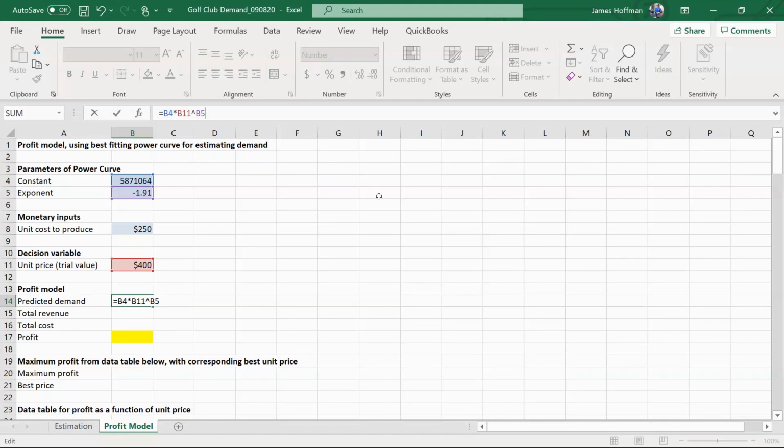That looks right. So we're taking the unit price, predicting demand based on the power curve. It's just the unit price, that's our X variable, times the constant and then raised to the exponent. So we've exactly specified the power curve using the parameters, using our X variable, which we're trying to figure out, which is price. So equals B4 times B11 raised to B5. And you get about 62, 63.